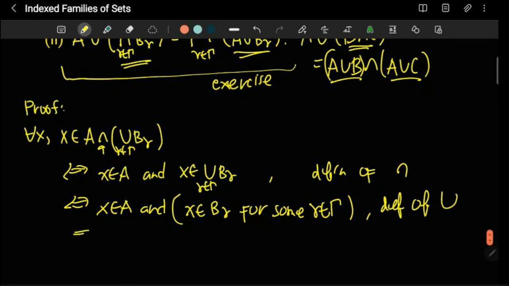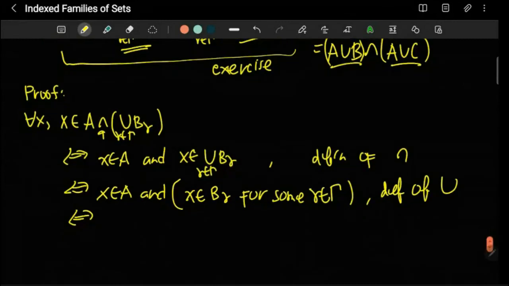Now, remember that arbitrary union means it's "or." It's an or statement. All right. So we have an "and" statement distributing over an "or" statement.